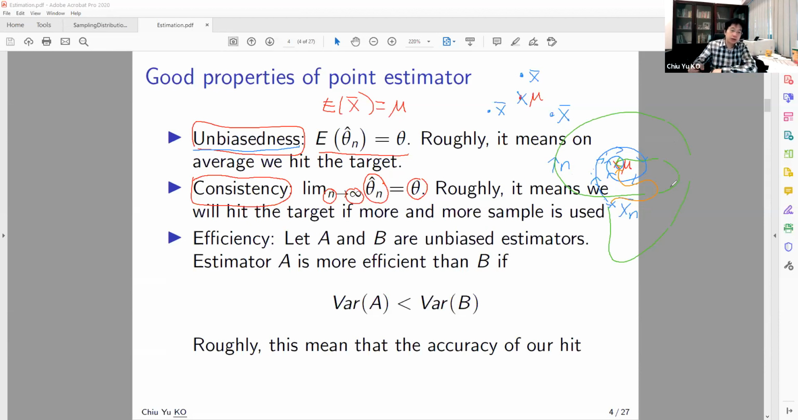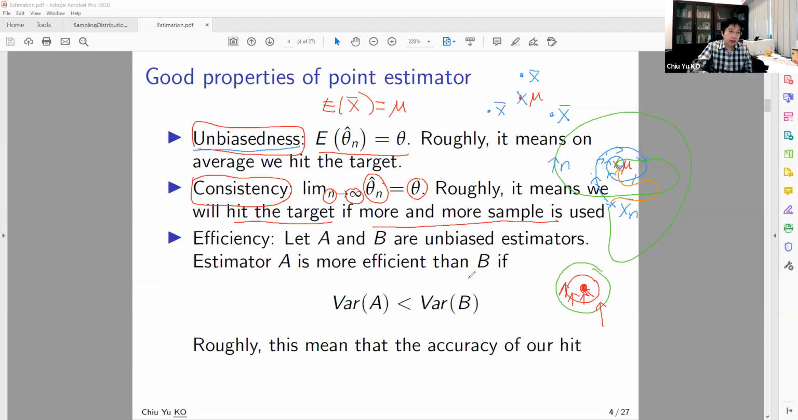Just like if you try doing the arrow, right? There's a bullseye. So eventually, maybe you hit here, you hit here, you hit closer and closer. At the end, you hit the bullseye. Okay, so that is you hit the target eventually if more and more and more samples are used. Okay, so this one is repeat sampling. You hit the target on average. This one you exactly hit the target if you increase n.